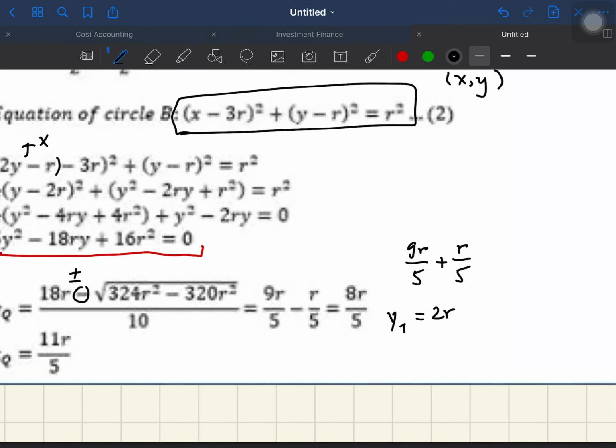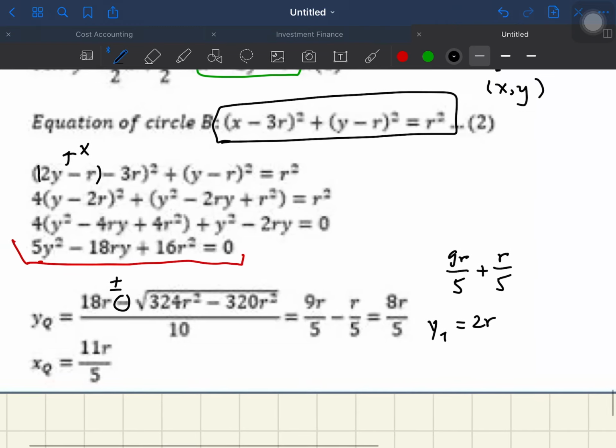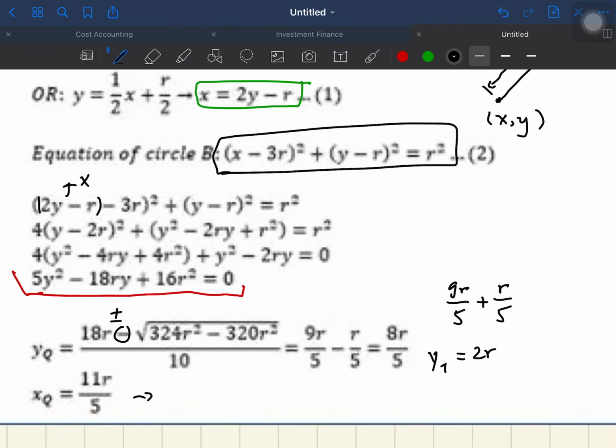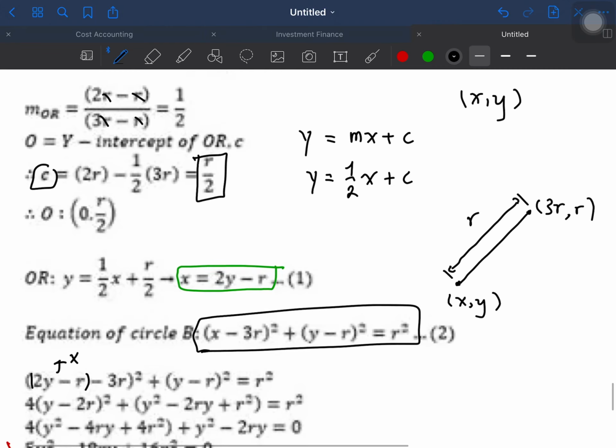And then the y coordinate of Q will be 8r/5 if you use the minus. You use back the y coordinate of Q, and then you plug it back into the first equation. So this is from equation 1. So I would like to recall back.